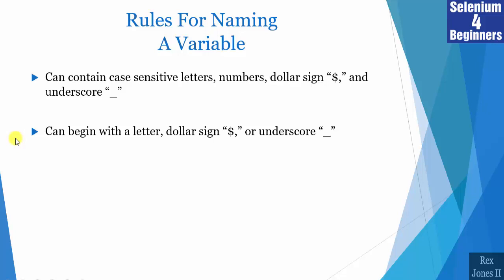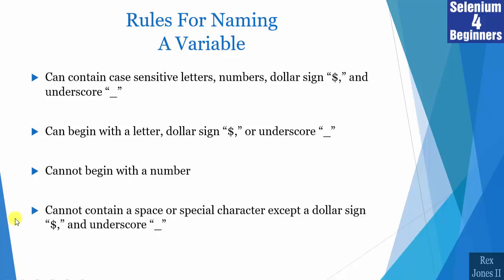Now, let's see what we cannot do with the Java variable. The next rule, it cannot begin with a number. It cannot contain a space or special character except a $ or underscore. The only special character I've seen in a variable is an underscore. The last rule is it cannot contain a reserved keyword. A reserved keyword is reserved for special actions. They have a predefined meaning in Java.